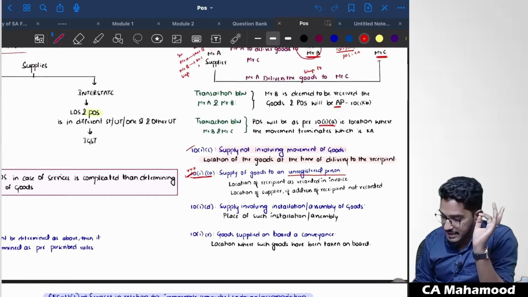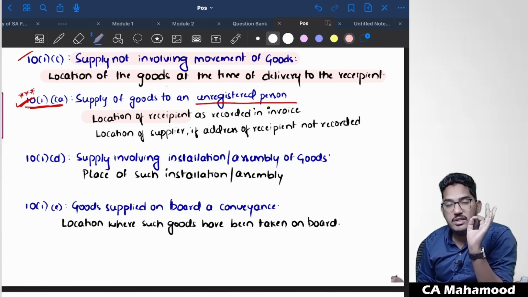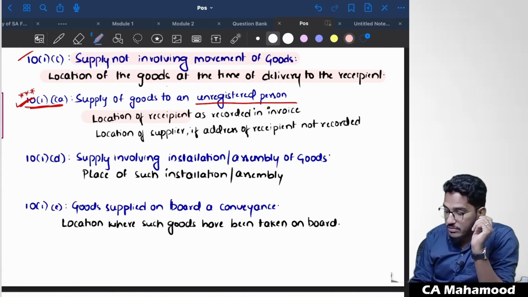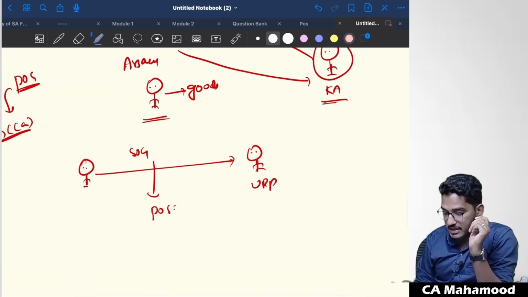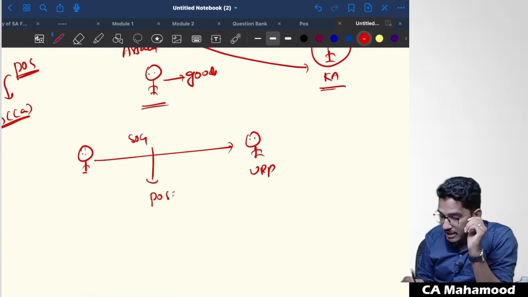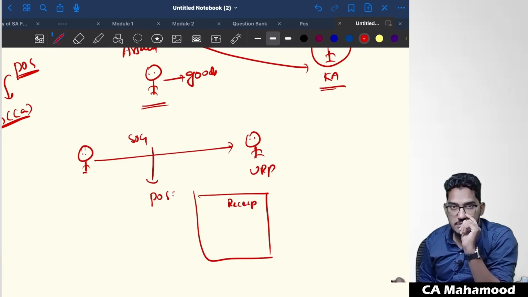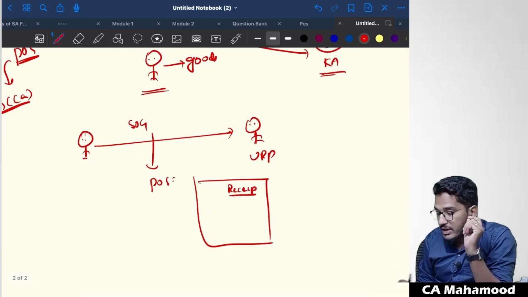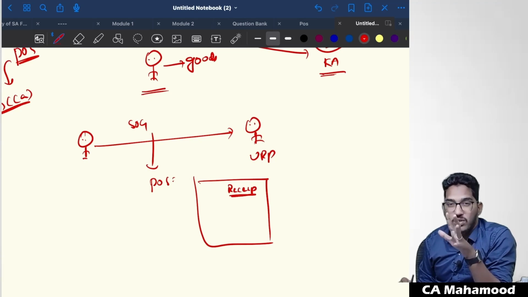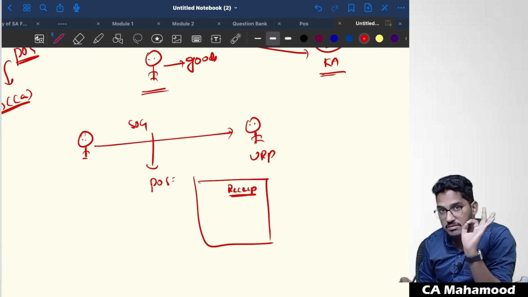In these circumstances, generally the place of supply will be the location of the recipient as recorded in the invoice. At the time of making the sale, the person in Assam who is selling the goods will give the invoice. Whatever address of the recipient has been recorded in that invoice will be treated as the place of supply. When I say recording the address, there is no need to record the door number and street number; just mentioning the state itself is enough.